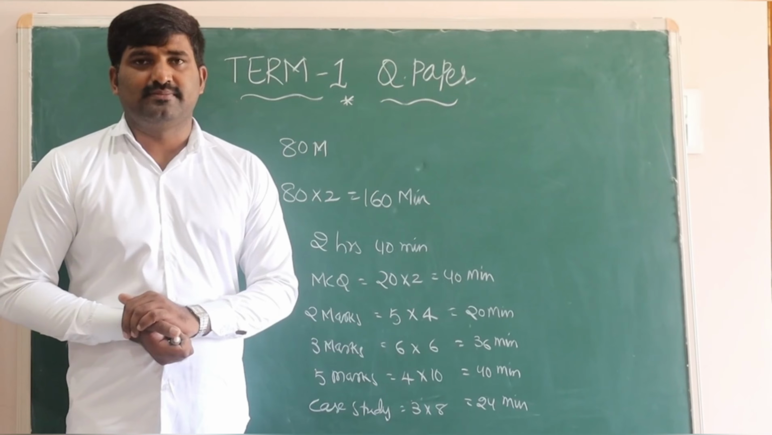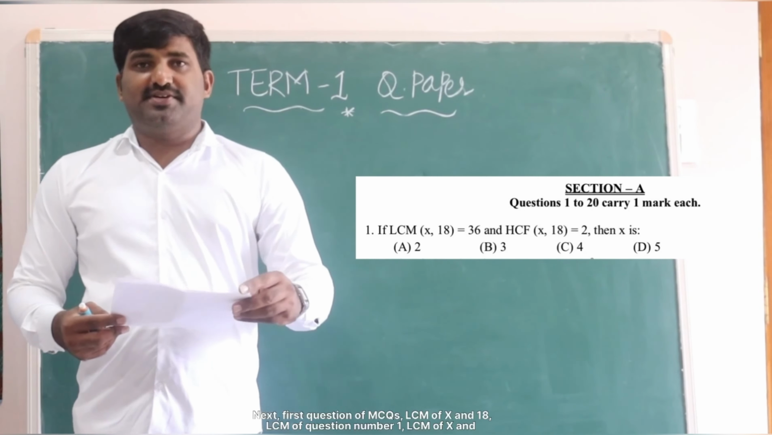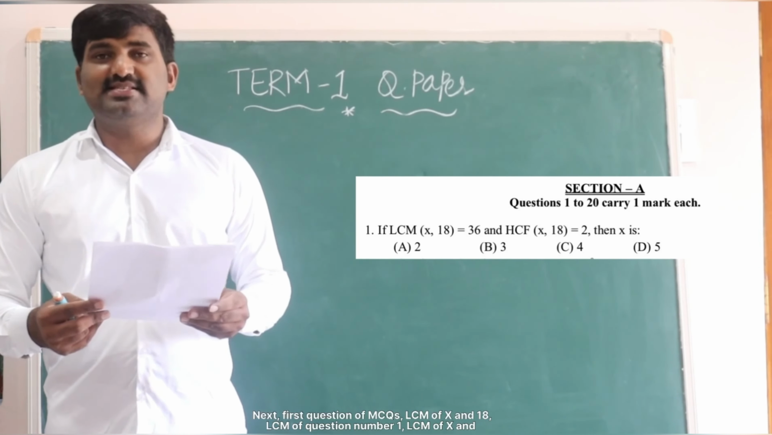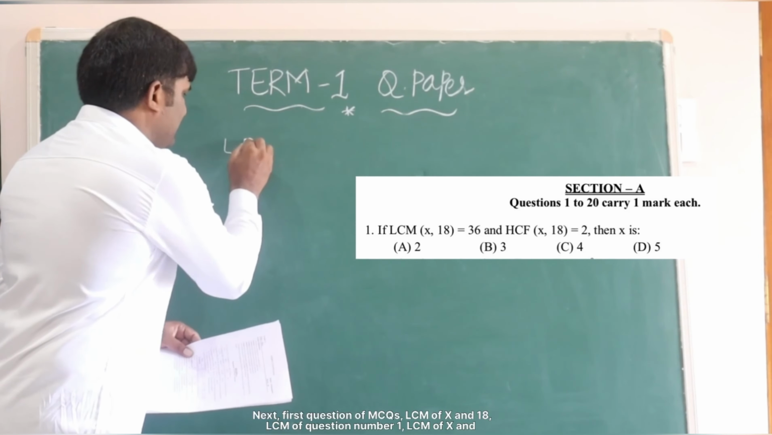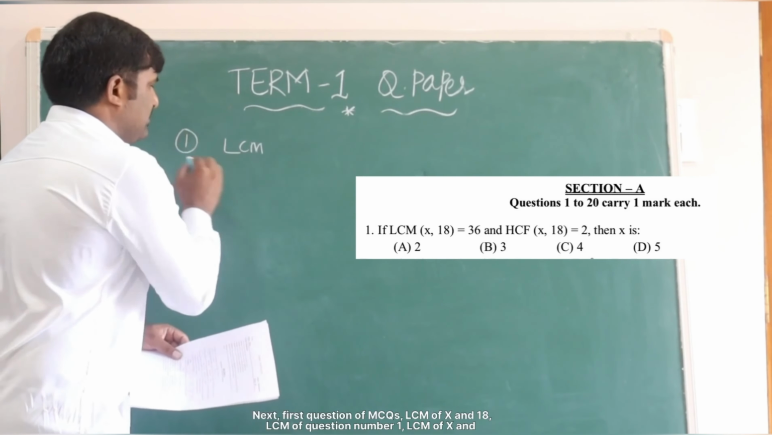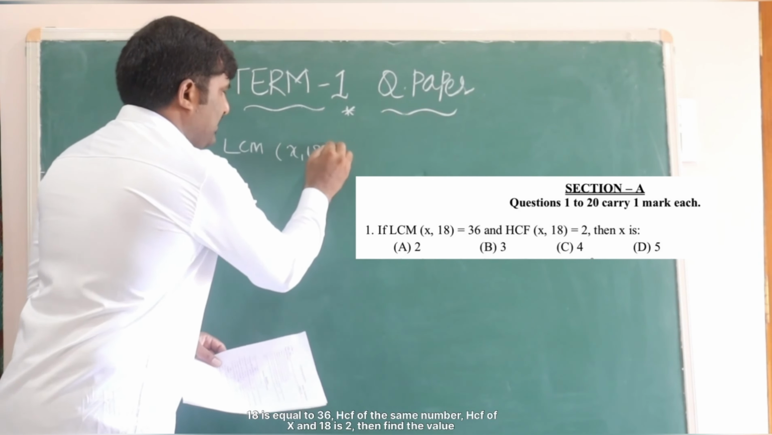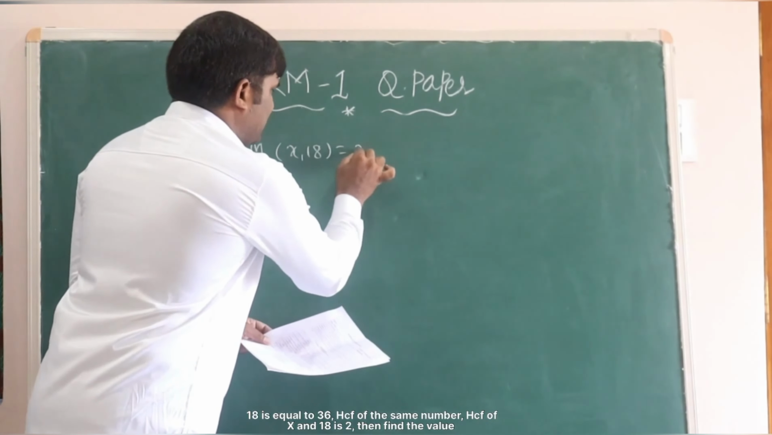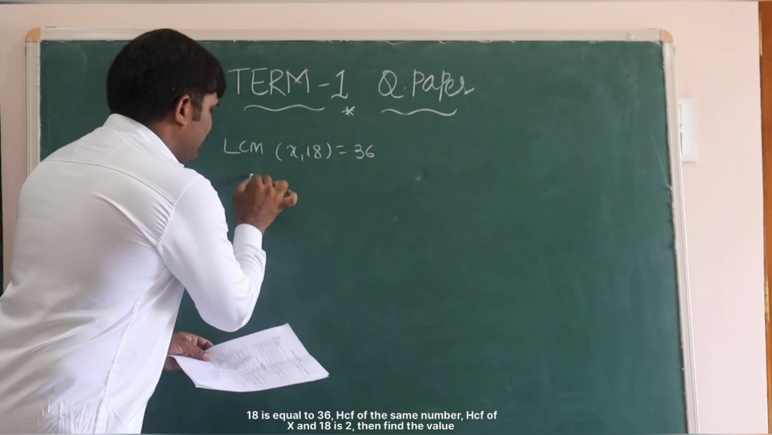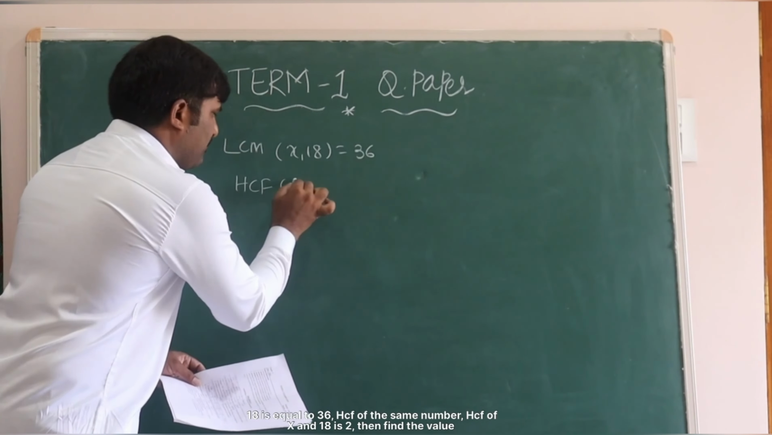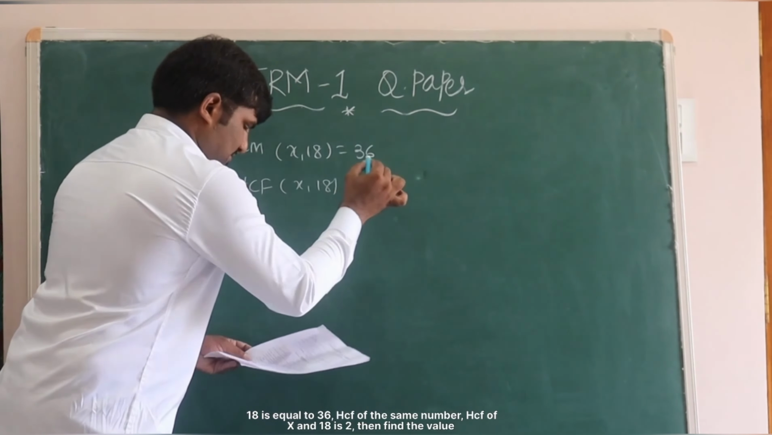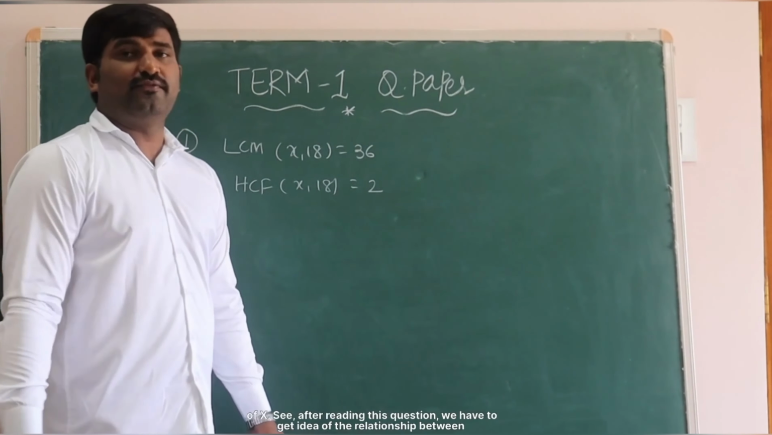All the best. Next, the first question of MCQs, question number 1. LCM of x and 18 is equal to 36. HCF of x and 18 is 2. Then find the value of x.